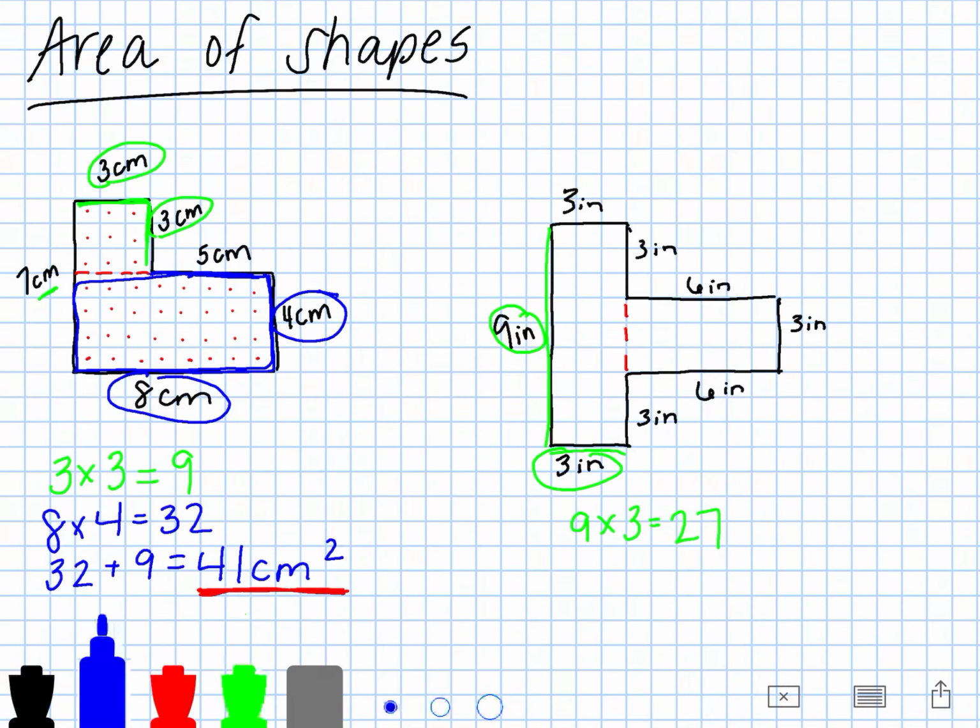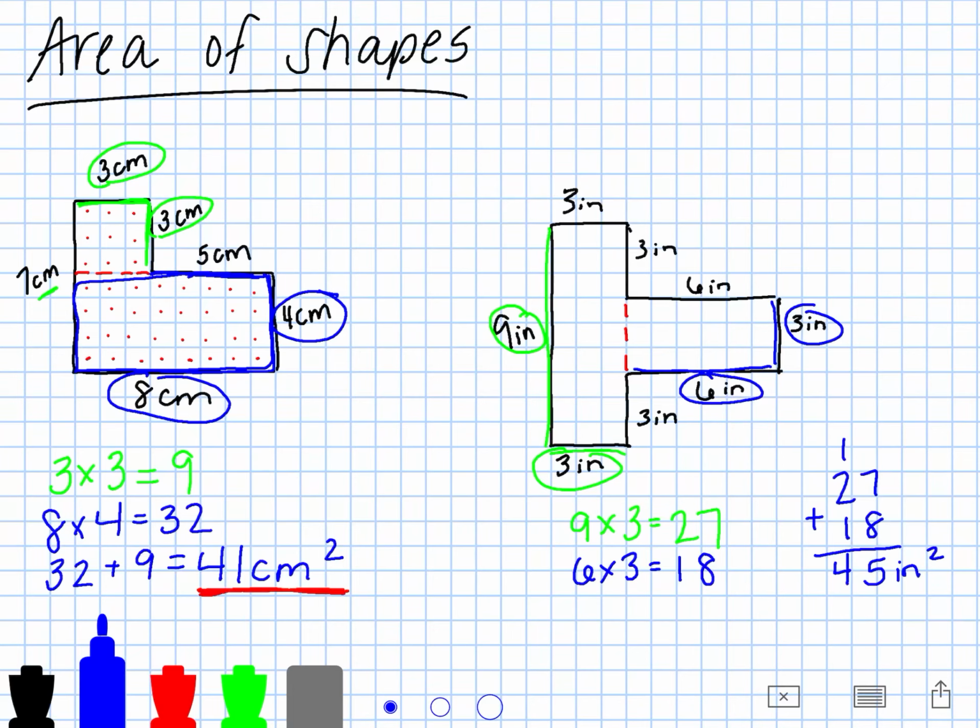Then on my other rectangle, again, I need to pay attention to the width and the length. So I've got 6 and 3. 6 times 3 is 18. So then I need to add 27 and 18. Okay, so I've got 45 this time is inches squared.